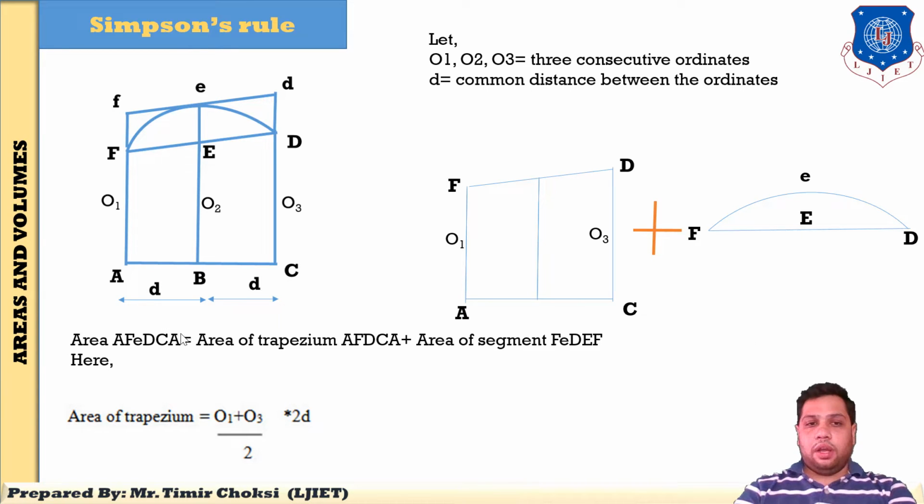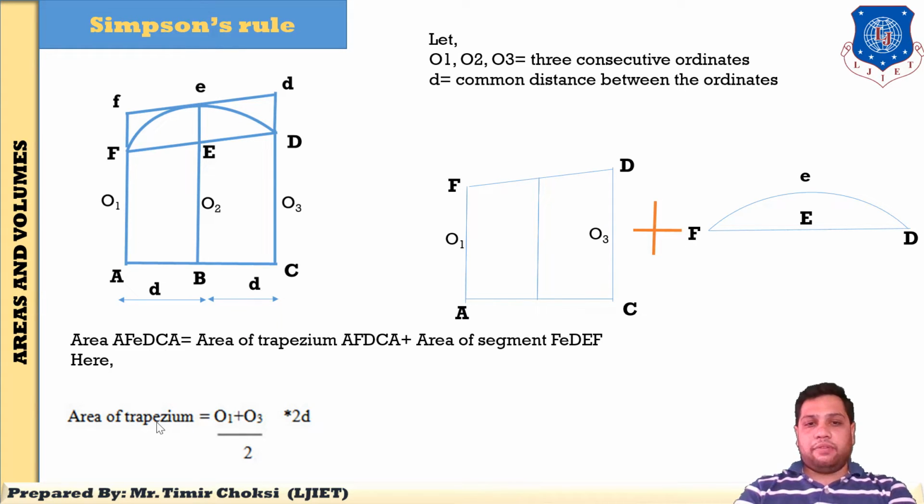So now you know how to find the area. I have divided it into two parts. The first part is the area of the trapezoid, meaning trapezoidal A, F, D, C and A. The second area is the area of the segment F, E, D, E and F. So I have divided it into two parts, so you clearly understand and find the area easily. So part 1 and part 2.